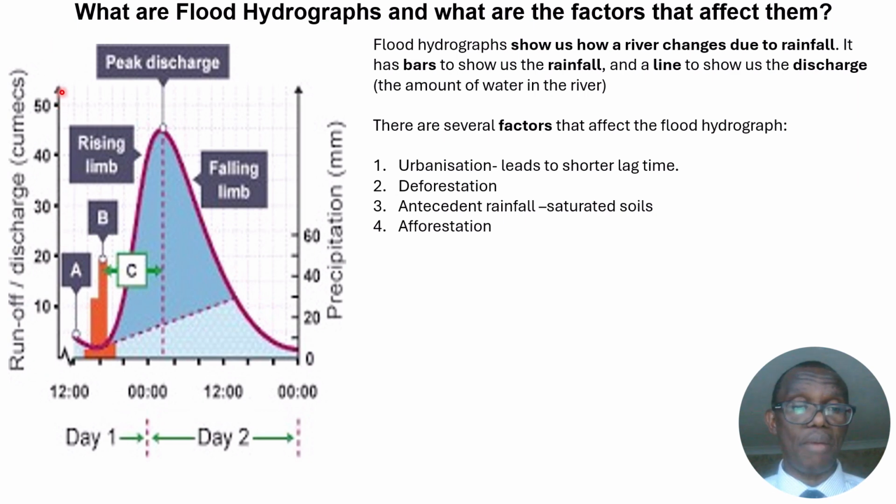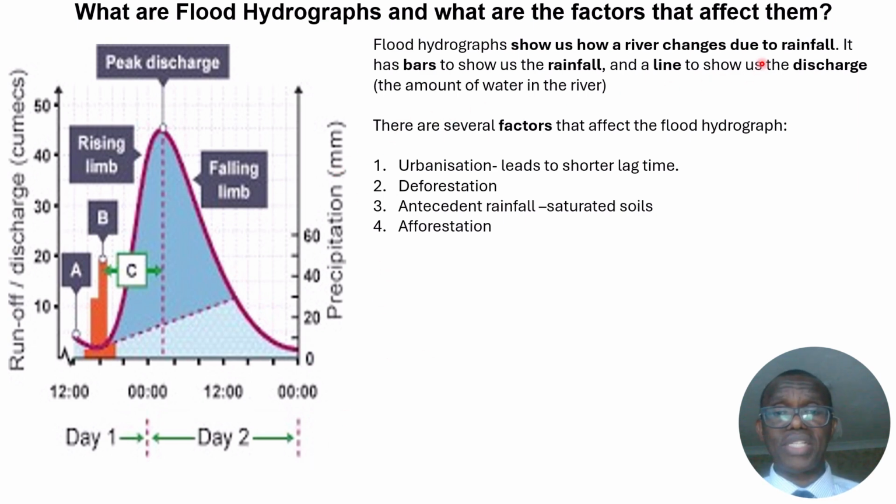Okay, and something that we forgot to mention actually is that one y-axis on this flood hydrograph here will show us the runoff or discharge in cumecs, which is cubic meters per second. And then on this side here, it will show us the precipitation, which is represented by the bars here. And then on the x-axis here, we have the time. And in this particular case, it's shown by the days. So this is day 1, and that is day 2 over there.